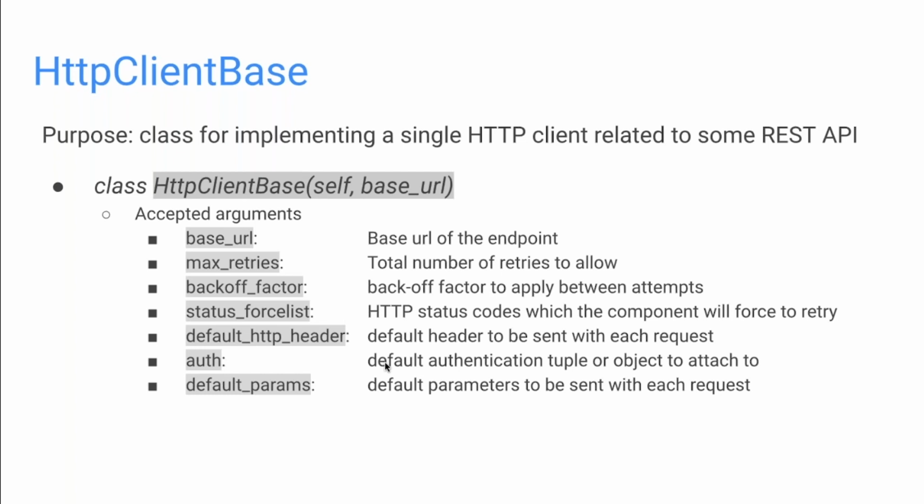Default HTTP header is to be sent for each request. Usually it is like application/JSON, the content type essentially. Authentication object is going to be attached in here. Default parameters, usually let's say start date, end date.